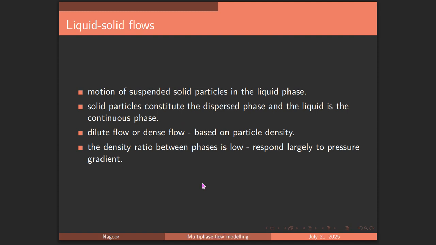Again, it comes to the case of liquid-solid flow. There are two phases, liquid and solid. Here, there will be some suspended motion of solid particles in the liquid phase, and the solid particles will be the dispersed phase, and the liquid will be the continuous phase. Again, based on the particle density, it can be classified as a dilute flow or dense flow. And unlike gas-solid flows, liquid-solid flows have nearly the same densities. So the main factor governing this mixture flow is the pressure gradient between the inlet and the outlet.